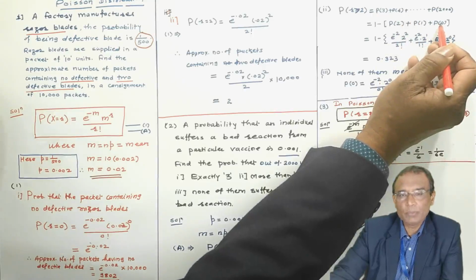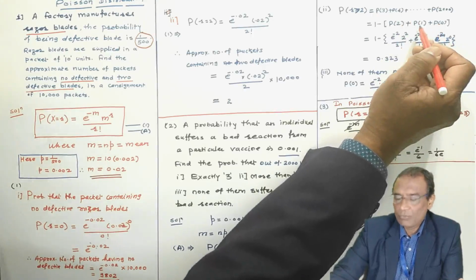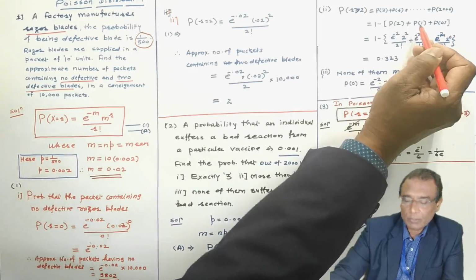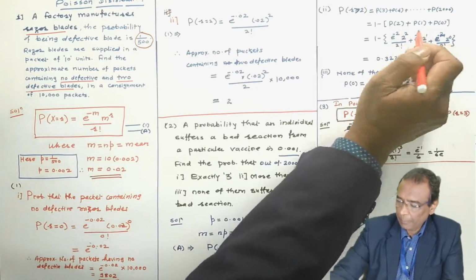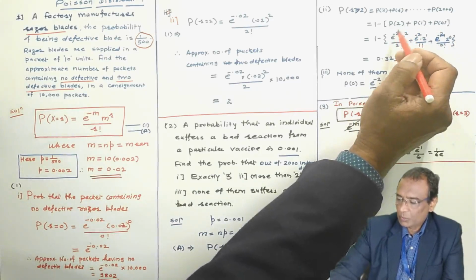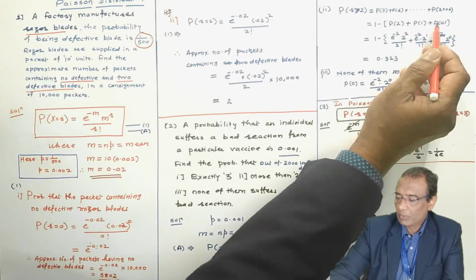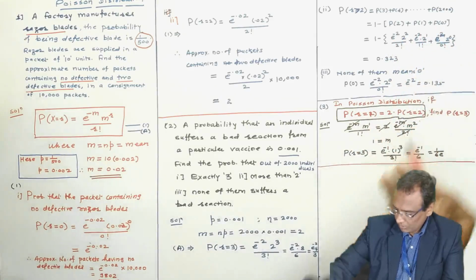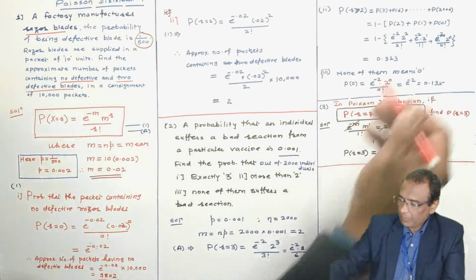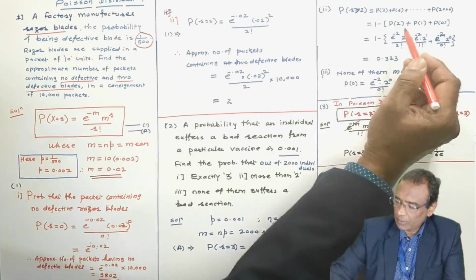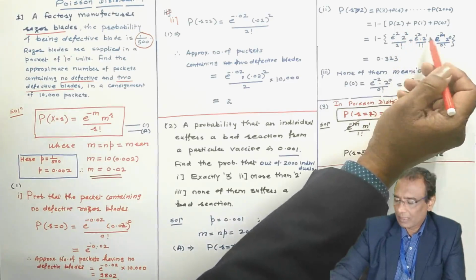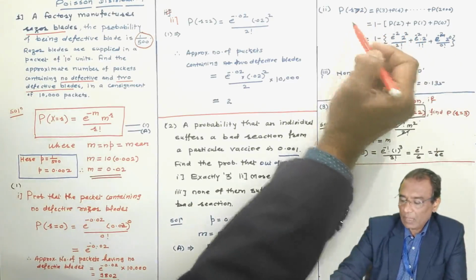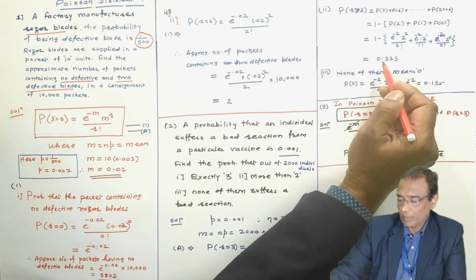P of 0 means what? Probability that no individual suffers a bad reaction. P of 1 is what? Probability that a single individual suffers a bad reaction. P2 is what? Probability that 2 individuals suffer a bad reaction, in this way. Now for P2 just put R equal to 2, for P1 put R equal to 1, for P0 put R equal to 0, and P3 we have evaluated. Then evaluate it, use any calculator and get the value. The probability that R greater than 2 is 0.323.